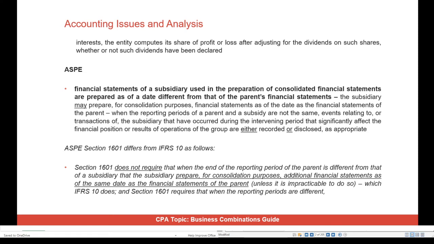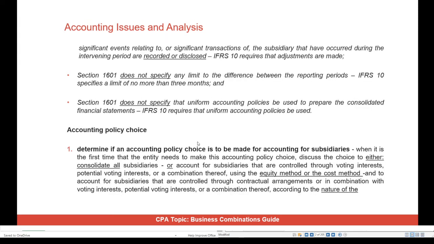Okay, so ASPE is generally the same thing. When it comes to accounting policy choice, determine if an accounting policy choice is to be made for accounting for subsidiaries. Either consolidate all the subsidiaries or account for the subsidiaries that are controlled through voting interest, potential voting interest, using the equity or cost method.